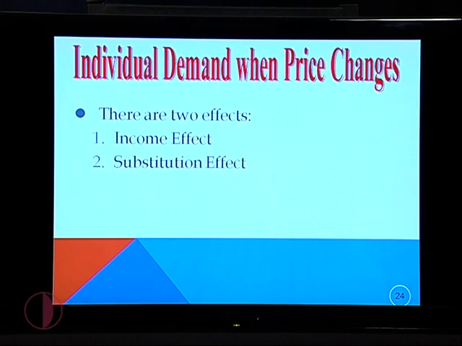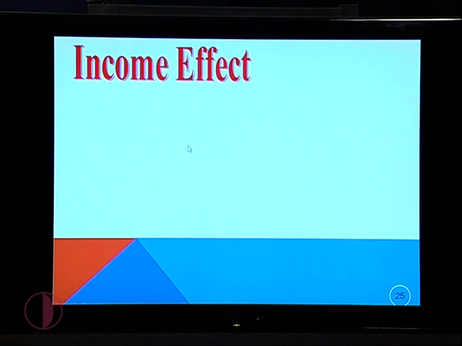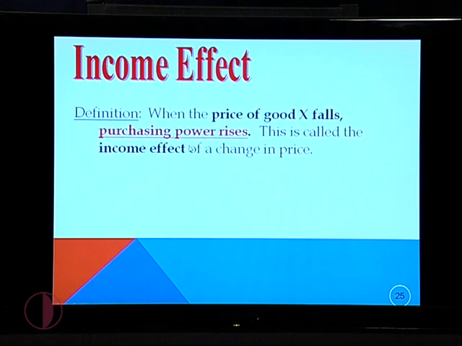Individual demands when the prices change: there are two effects. The income effect, if the income level is changed, what will happen, and the substitution effect, where the goods change and affect the combination. Let's have a look at this. When the price of a good falls, the purchasing power rises. This is then the income effect. Of course, ceteris paribus, all else remains constant.